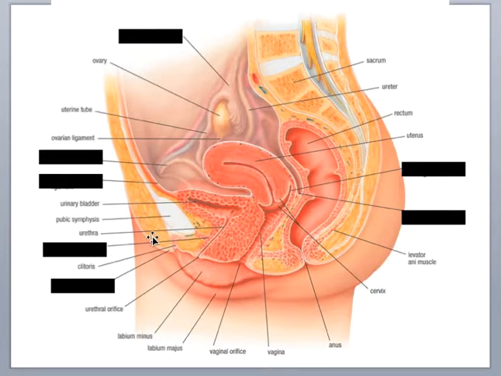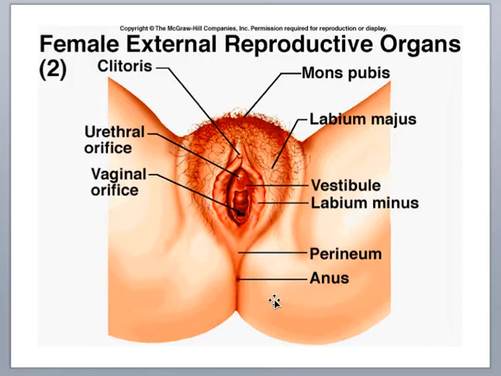Now, this region, this thick fat pad that's anterior to the pubic symphysis, is called the mons pubis. I'll talk about the external genitalia in just a second, but here's the mons pubis. This would be the labia minora, and the outer fold would be the labia majora. And here is a better image of the vulva, and the vulva is a collective term for all of the external genitalia of the female reproductive system.